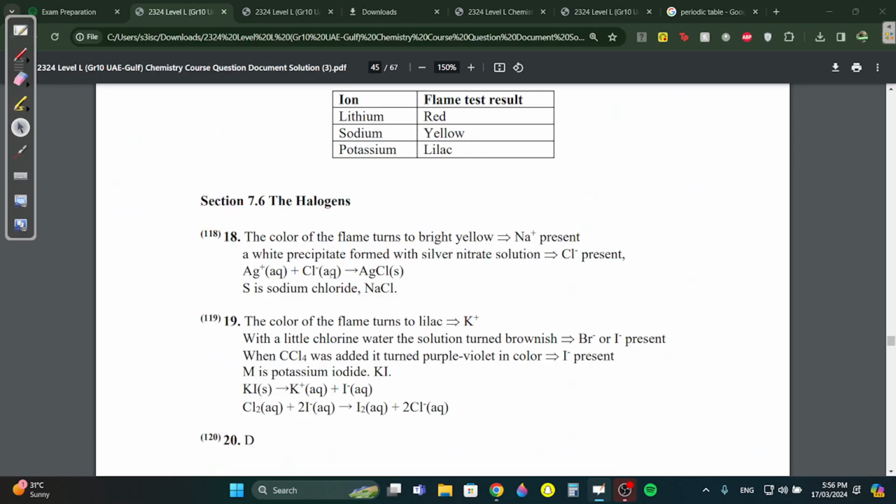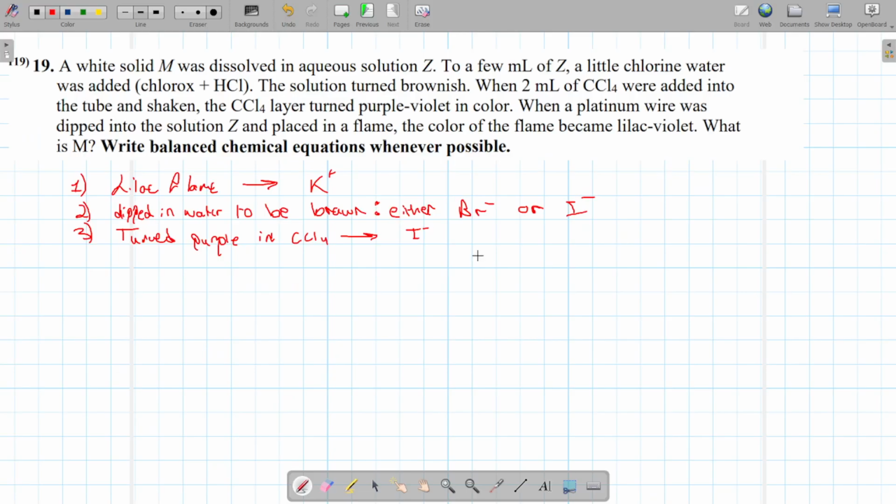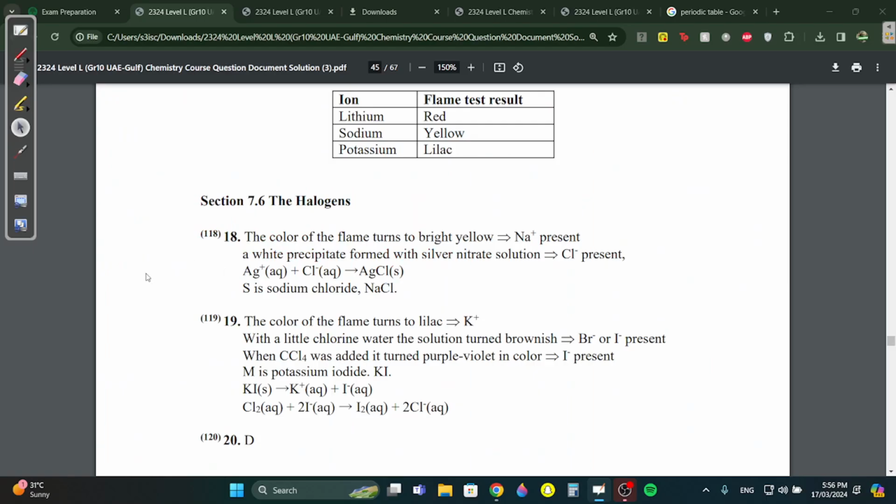Okay, so then what do they say? M is potassium. Then you say it is potassium iodide, and then you say KI. You just have to describe the whole process. Then for this last part, they're saying KI became K plus and I minus.